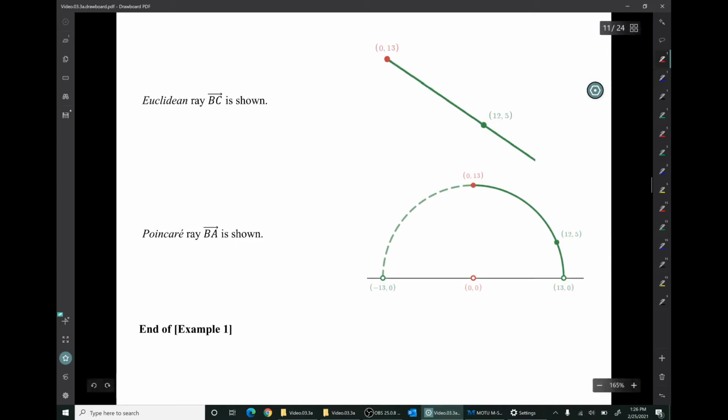Euclidean ray BC is shown here. Now we would put an arrowhead on the end of this to indicate that it goes on forever in this direction. Poincare ray BC, now here there's a typo. Now again, notice that I've drawn the entire Poincare line. I should label it. Notice that I've labeled the missing endpoints and the center for that semicircular shape. And notice that I'm able to draw the entire Poincare ray. There is no arrow. There's just an open circle indicating that that endpoint is missing. The Poincare ray is this entire set of points here.